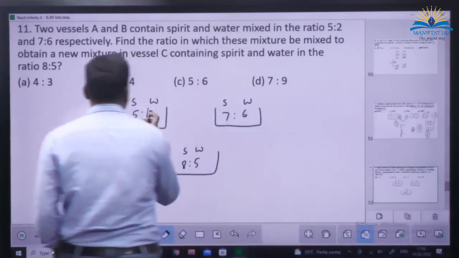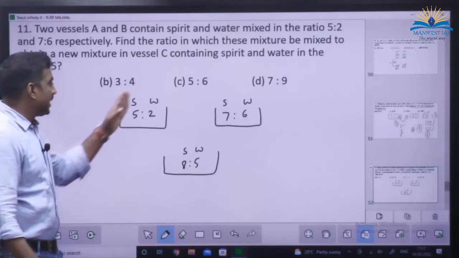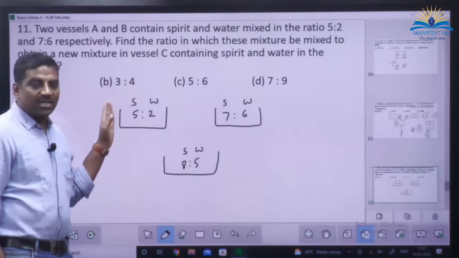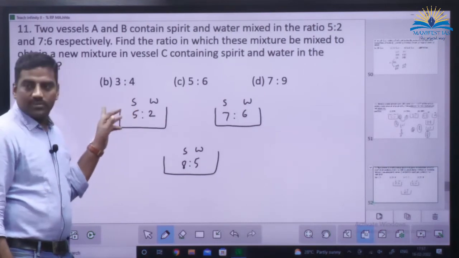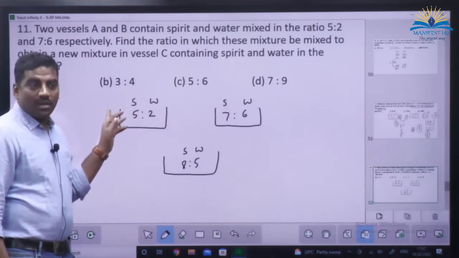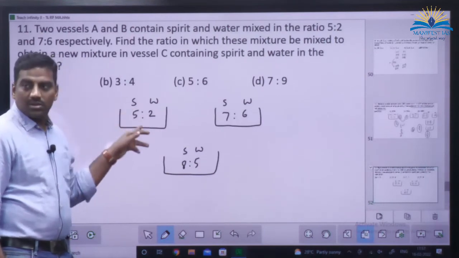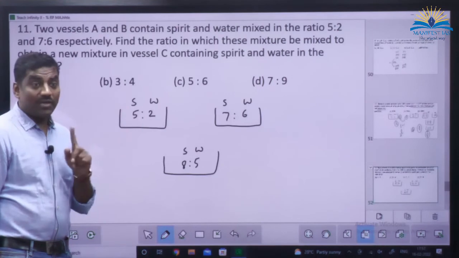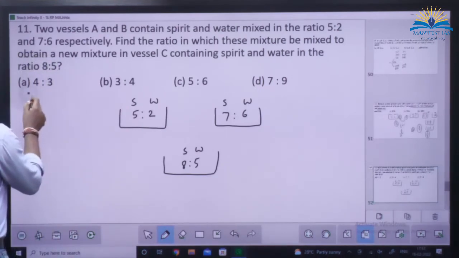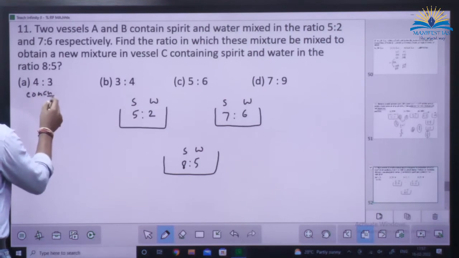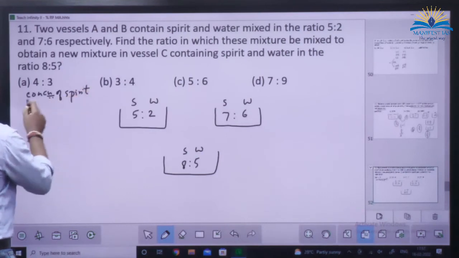Now tell me, what is the purity of spirit in this? If this was milk and water, what would have been the fraction of milk in this mixture? 5/7. So I am taking spirit. So for my calculation, the concentration or fraction of spirit.